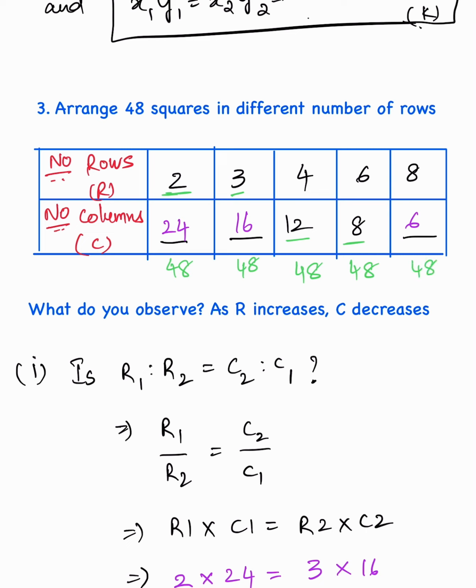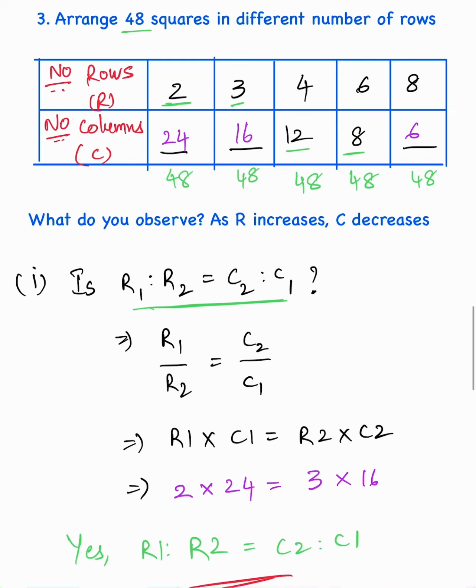Because we are arranging only 48 squares in different rows and columns, we see that as R increases, C decreases. If R decreases, C increases. So these two are in inverse proportion. Is R1 is to R2 equal to C2 is to C1? This means R1 by R2 equal to C2 by C1. That also means after cross multiplication, C1 into R1 equal to C2 into R2.